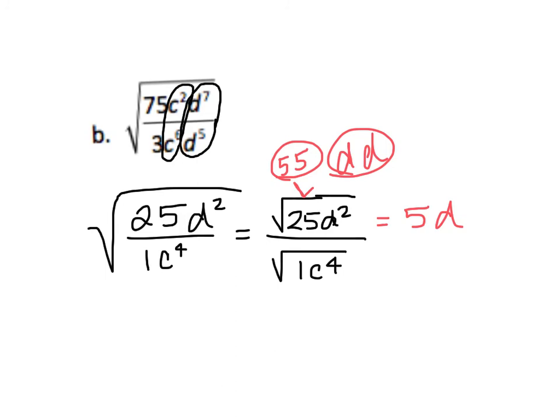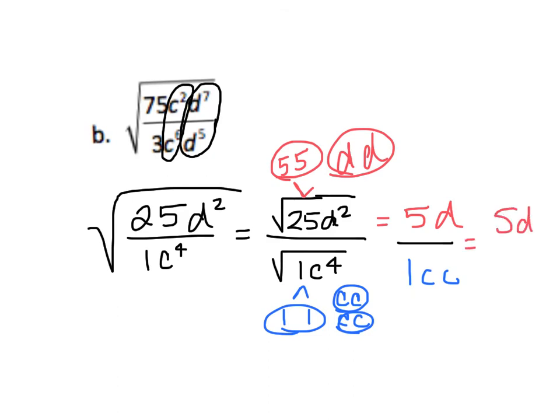Now on the bottom, 1 times 1 is just, well, 1. So I can break that down. So I have a group of 1s. C to the fourth, I have 4 c's. So again, I'm looking for pairs. So I have a 1 that comes out, and I have 2 groups of c. So I have 5d over 1 times c squared, or you could write this just as 5d over c squared. Okay, always try and simplify first, and then go ahead and apply your square roots.